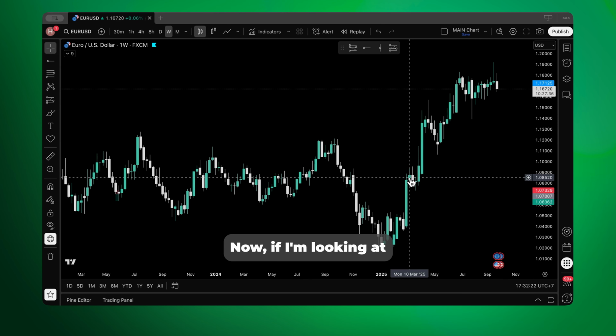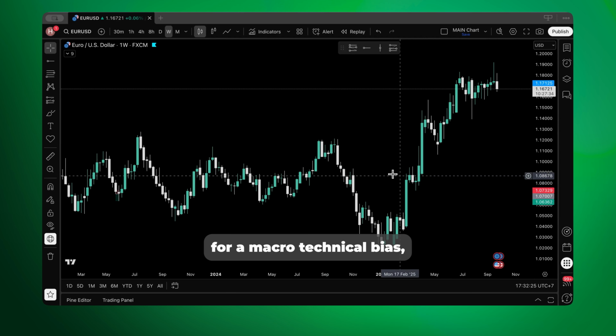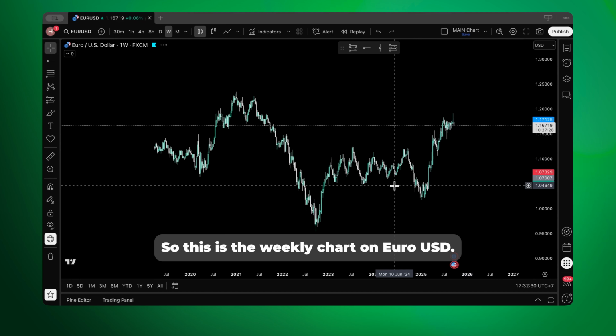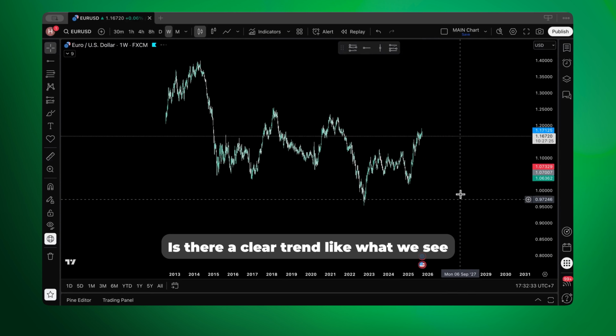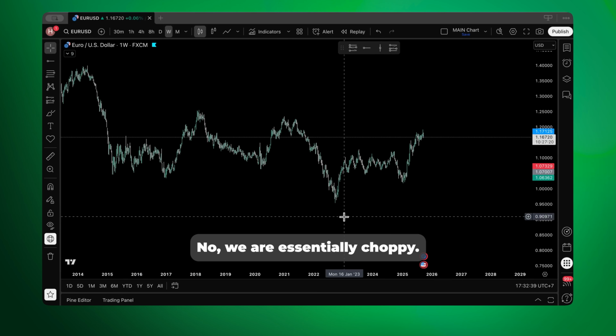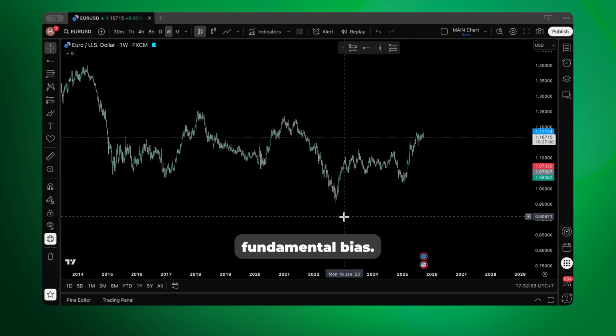Now, if I'm looking for a macro technical bias, I will be looking at this on a weekly chart, right? So this is the weekly chart on Euro USD. So what do you see? Is there a clear trend like what we saw earlier on gold? No, we are essentially chopping. If you choose to trade Euro USD, I'm not saying that you can't. There are many people trading Euro USD, they are trading Forex pairs, but you can see that you don't really have a clear technical bias on a higher time frame, and you also don't have a clear fundamental bias. Your job just becomes so much more difficult.